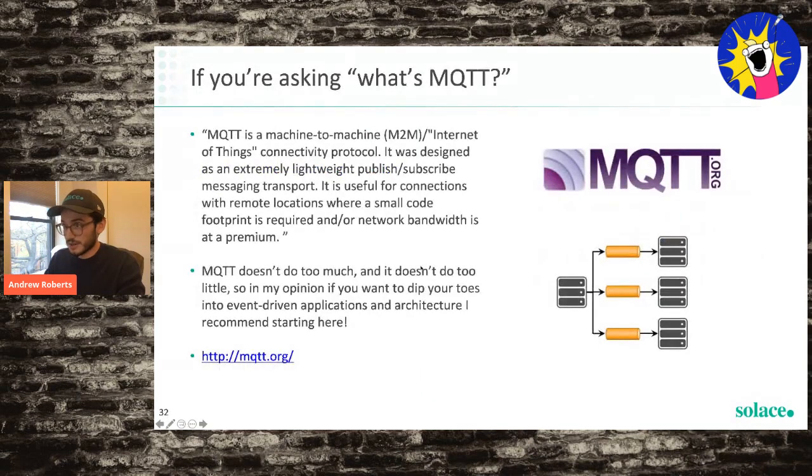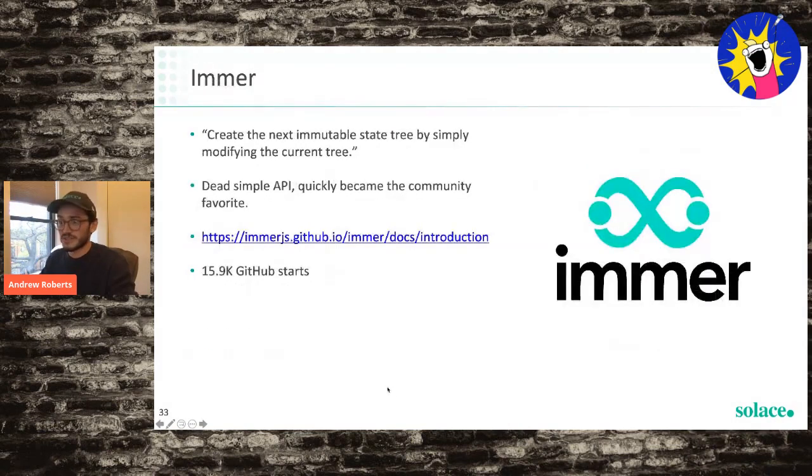So I guess I'll start here. If you're asking what's MQTT, it's a protocol that was designed primarily for the Internet of Things, like lightweight pub sub message transport. But it's more generic than that. A lot of people describe it as a protocol that doesn't do too much and doesn't do too little. So my advice to you is, if you would like to learn more about event-driven programming, especially with JavaScript, I think MQTT is a great place to start. It's a really good protocol. It's got great community backing, and it's going to expose you to a lot of different ways to jump into event-driven programming is what I wanted to say there.